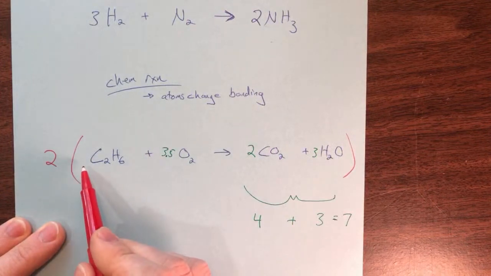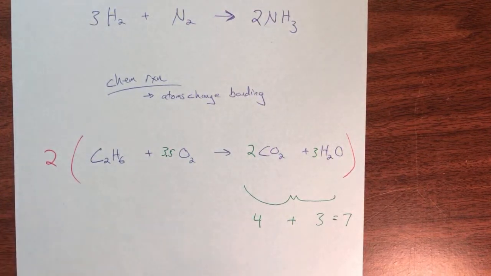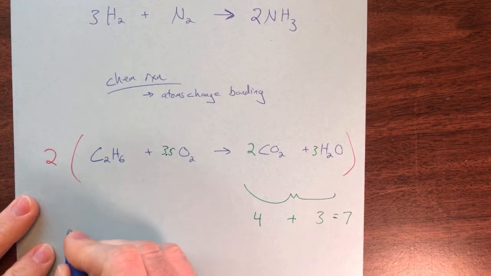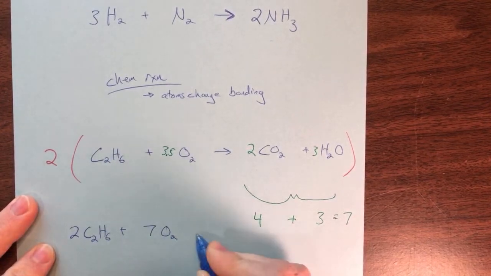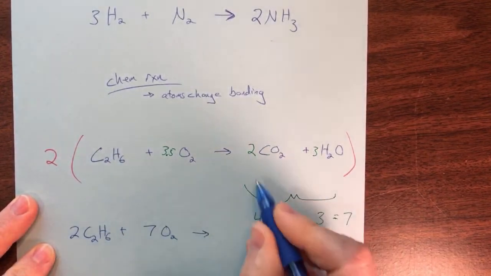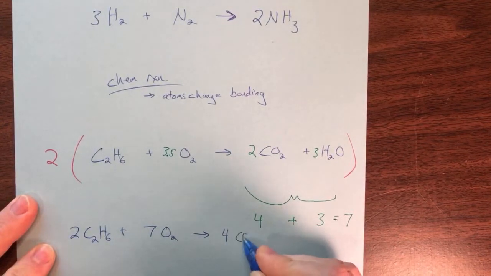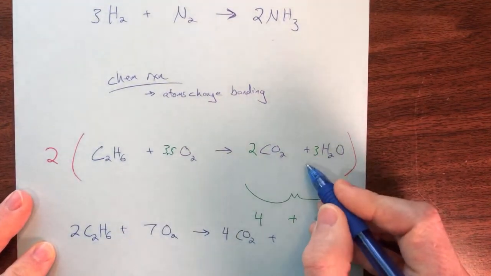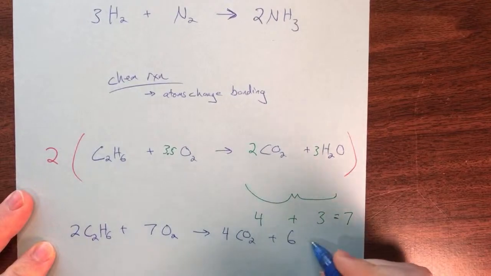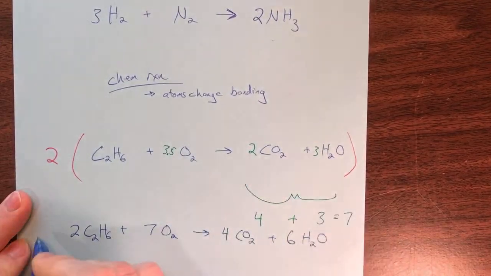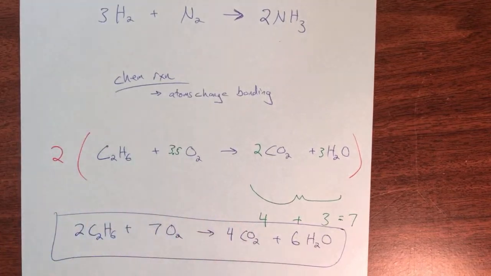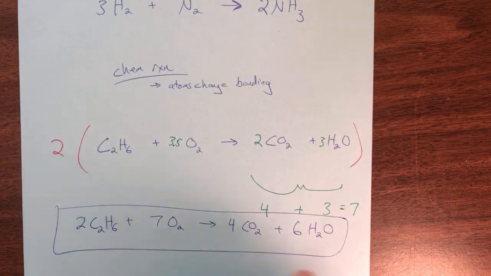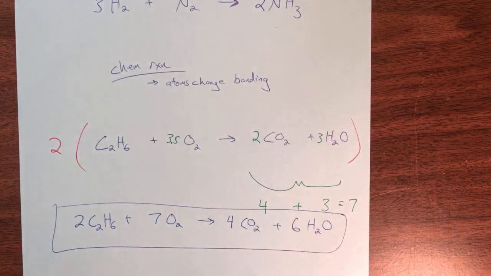So that means we're going to have what? We're going to have now 2 C2H6 plus 3.5 times 2 is 7 O2 is going to make 2 times 2 is 4 CO2, and 3 times 2 is 6 H2O. And that is our balanced equation for this problem here. Okay? A little tricky on this last one, and I'm going to go ahead and leave it there.